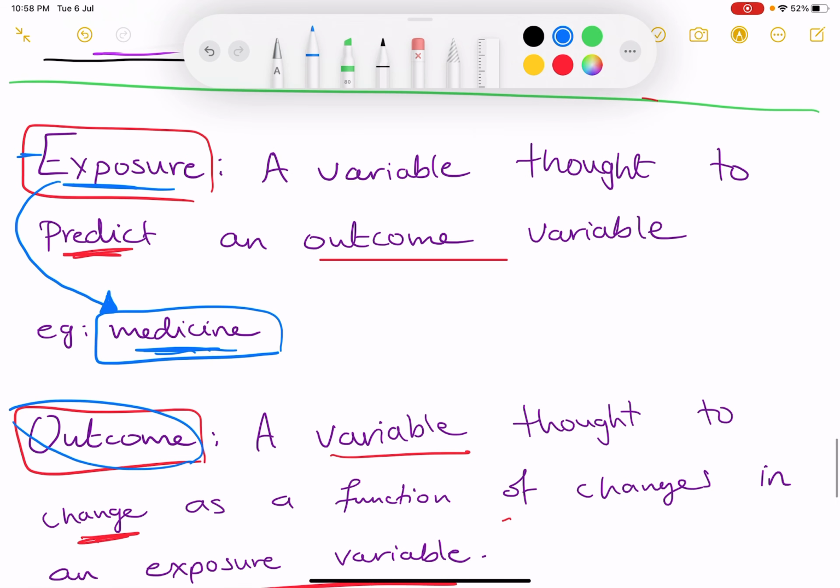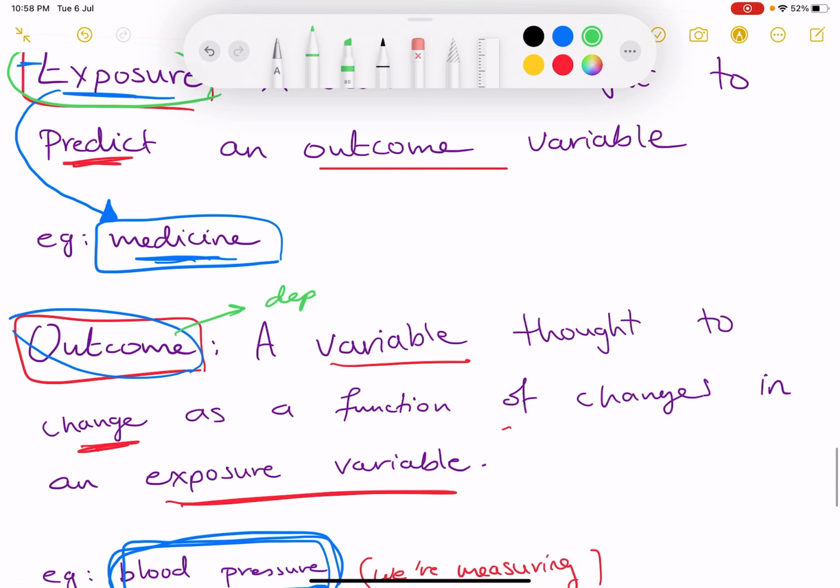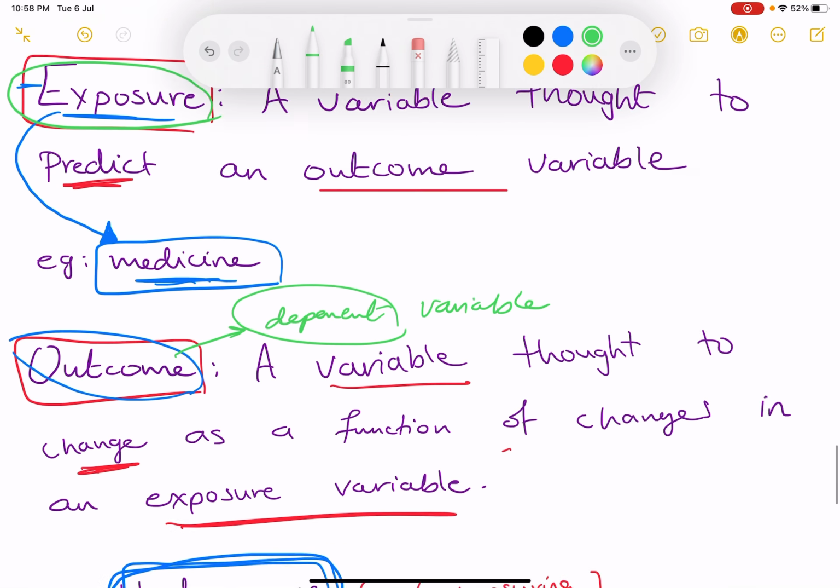Okay, so you can link the exposure to what's called the independent variable. They are the same thing, because the independent variable is something that you are giving in order to change something, and the outcome is the dependent variable. It's changing with the exposure. Keep this in mind.